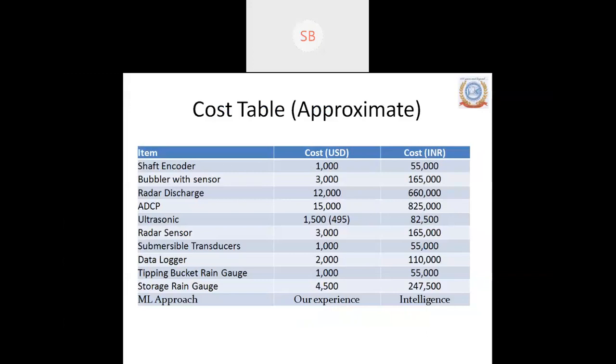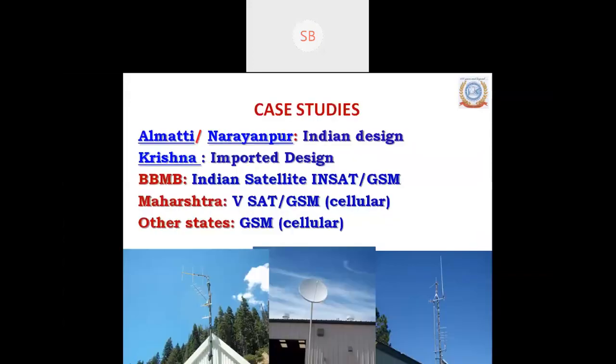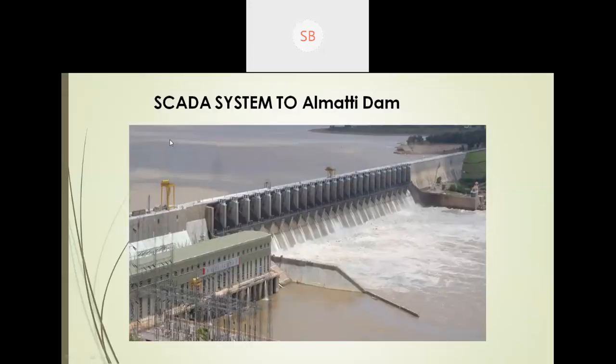Okay, so these are the cost analyses we made for the Government of India by putting in instruments and a machine learning approach. Now I'll get into one dam, which has a totally indigenous SCADA developed with Indian technology at a very low cost. Let us say this is done at Almatti Dam in Karnataka. Maybe somebody has gone there. So this is the Almatti Dam structure.